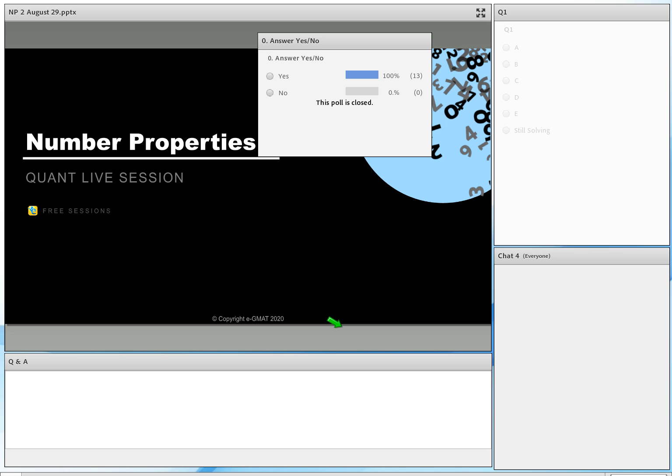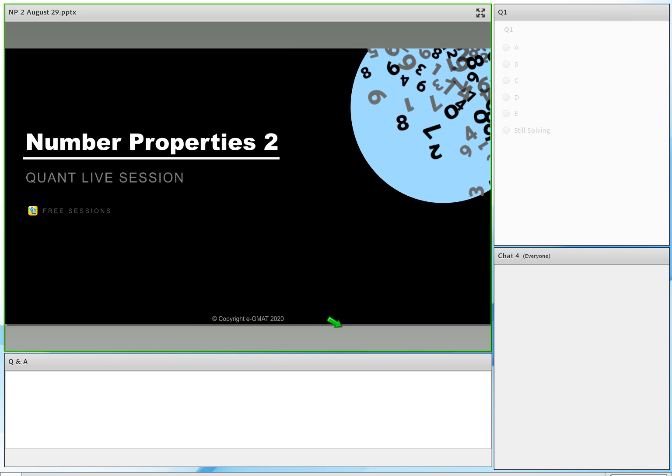Now, all right, let me just introduce you to everything that you see on screen right now. This on the left, let me just mark this 1, 2, 3, 4. The first one is where you see the presentation, Number Properties 2. Number 2 is the area immediately on its right where you see this poll. Right now it says poll closed. You see question 1 and you see some choices along with this extra choice called still solving.